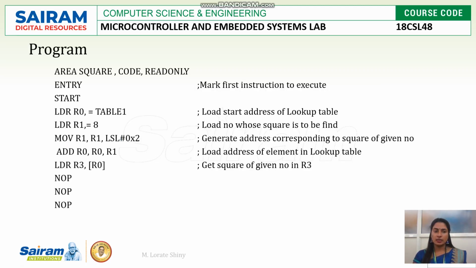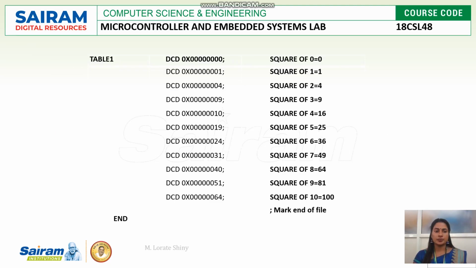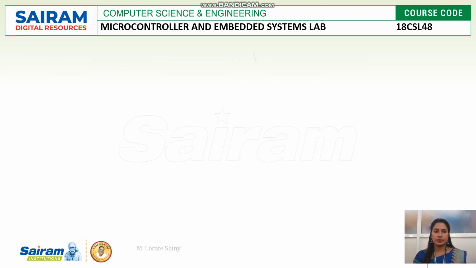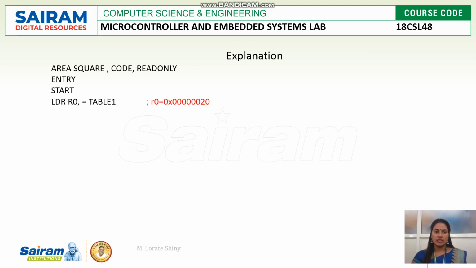We'll see the explanation of the program. First instruction, LDR load register R0 comma equal to table. So here LDR is used to move the constant value. Table's starting address we have seen in the table, 00000020, that is moved to R0 register. Next, LDR R1 equal to 8. Here also it is loading constant value. Constant value is 8. So for 8 only we are going to find the square.